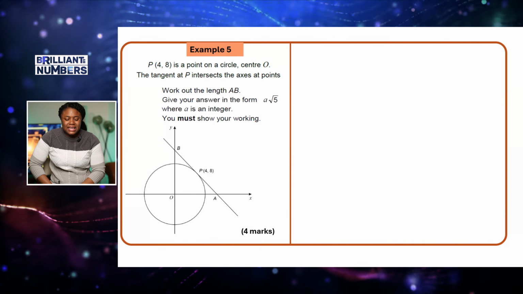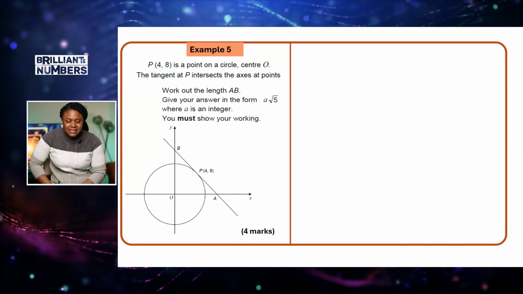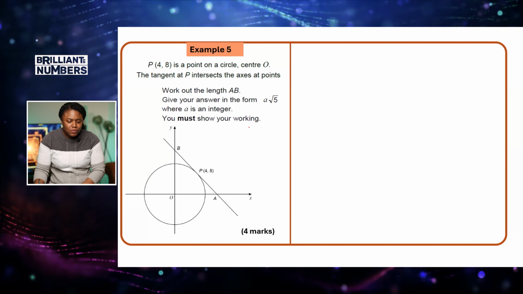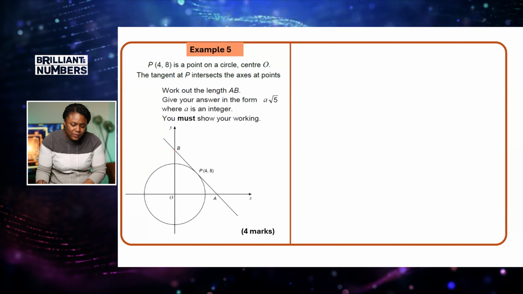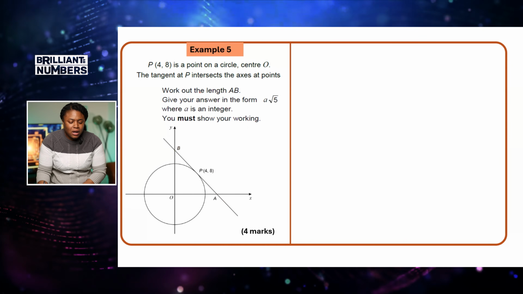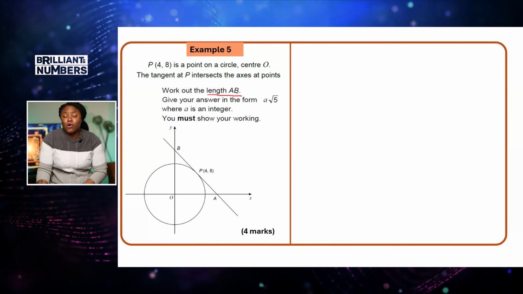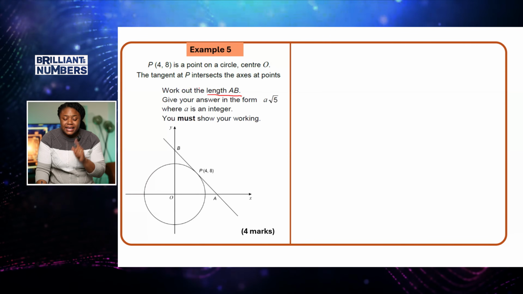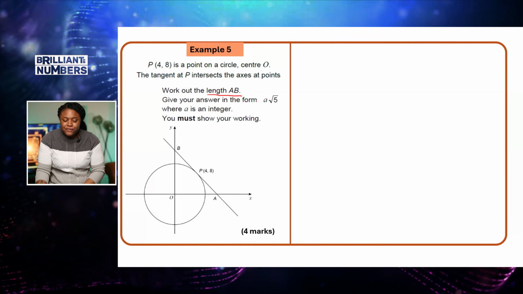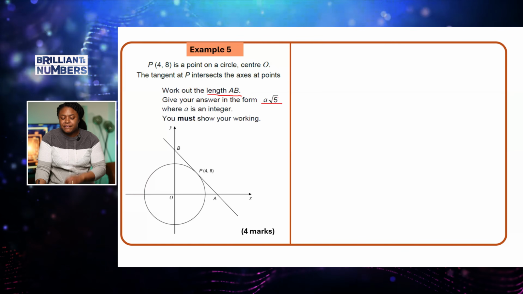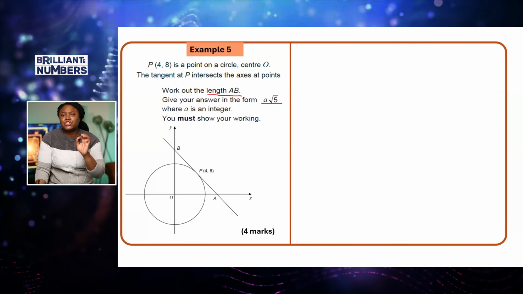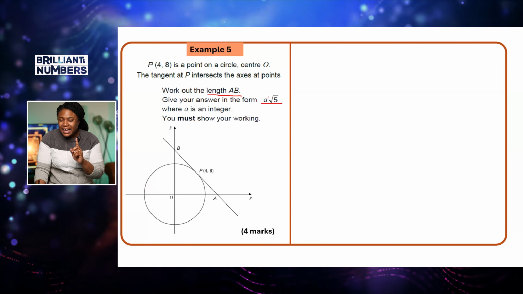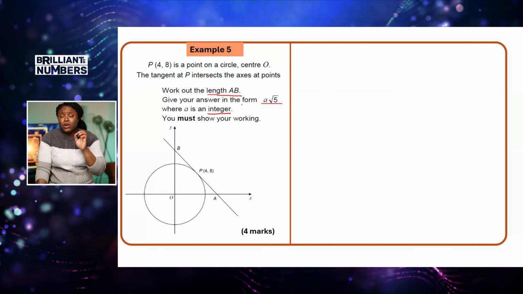The tangent at P intersects the axes at points A and B. So we can see the tangent intersects. We've got point A, we've got point B. We're asked to work out the length of AB. Remember, in the introduction we talk about finding the length of a line as well. Give your answer in the form A root 5. Specific representation of the answer here, where A is an integer.